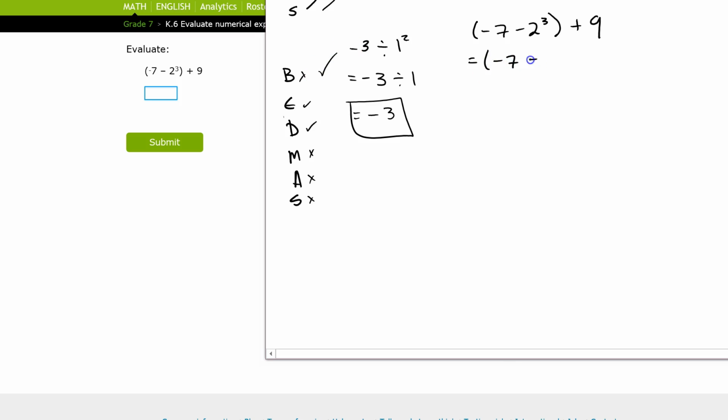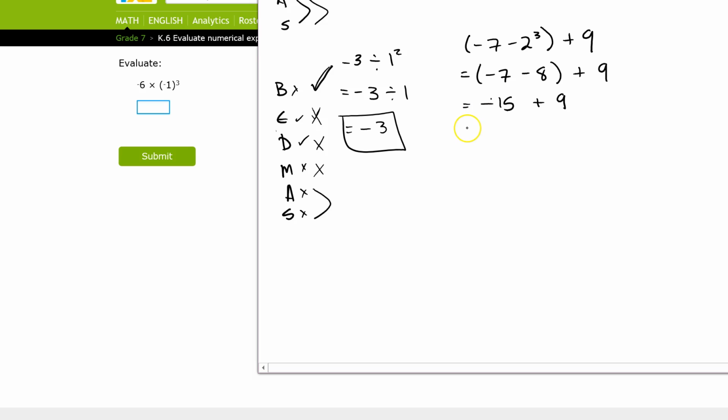Negative 7 minus 8, because 2 to the power of 3 is 8, plus 9. Negative 7 minus 8, so this is still just dealing with the stuff in the brackets. Negative 7 minus 8 is negative 15 plus 9, and I've dropped the brackets because we don't need them. Negative 15 plus 9 is going to be negative 6.